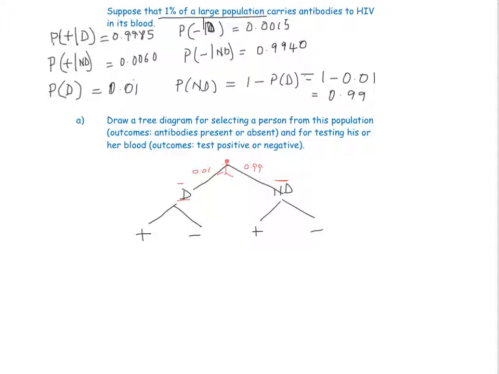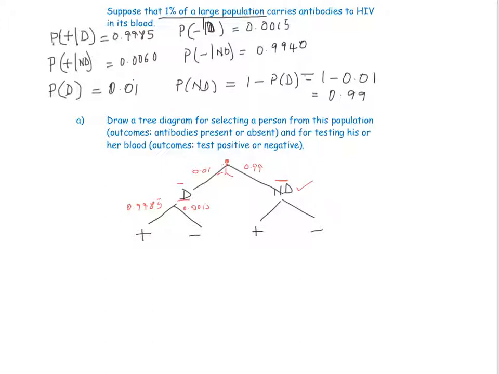So we know that someone has the disease, and now they've gone in for a test. So the probability that they'll show positive is 0.9985. Now, the other possibility is that the person with the disease, someone we know has the disease, might show negative on the test. So that would be with a probability of 0.0015.